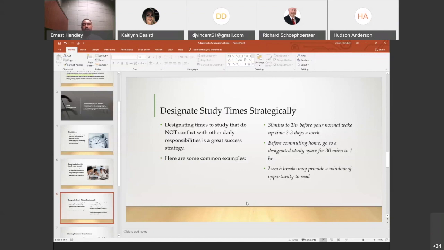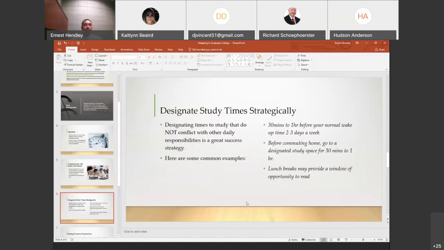This gives you a chance before you start your day to go in, get that game plan, get that last minute reading in. So it's the first thing on your mind. You're really understanding what you need to be doing, and you're getting some quality quiet time there before commuting home.